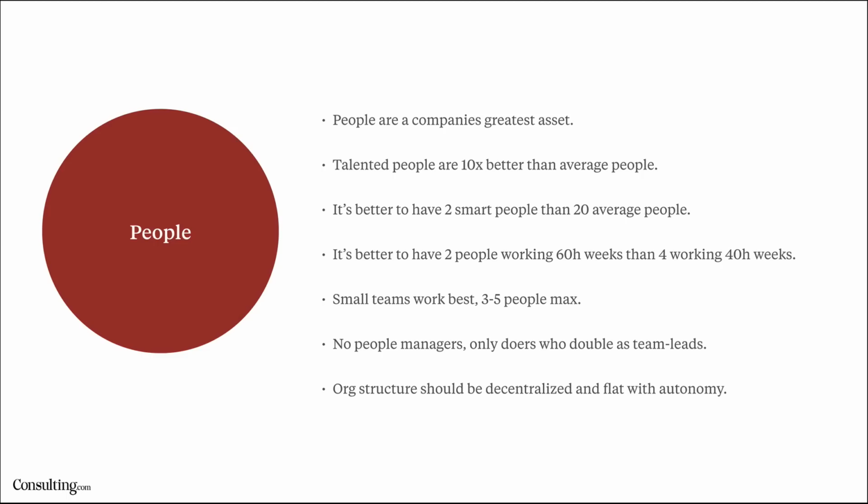And it's better to have 2 smart people than 20 average people. And it's better to have 2 people working 60-hour weeks than 4 people working 40-hour weeks. This is another thing, because if you just have people working short amounts of time, but you have more people to make up for that, then you've got more people, more communication costs. It's better to have a smaller group of people working harder. That is more efficient, because remember, the main thing is the communication costs.